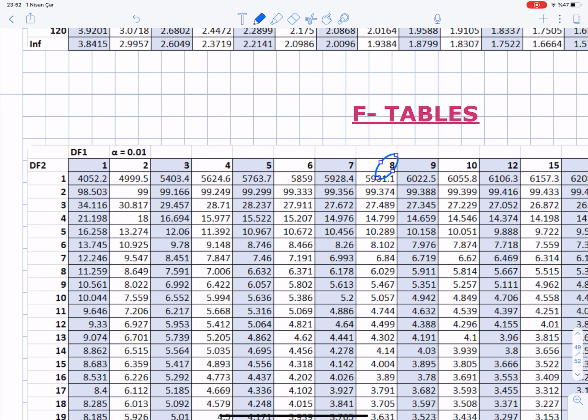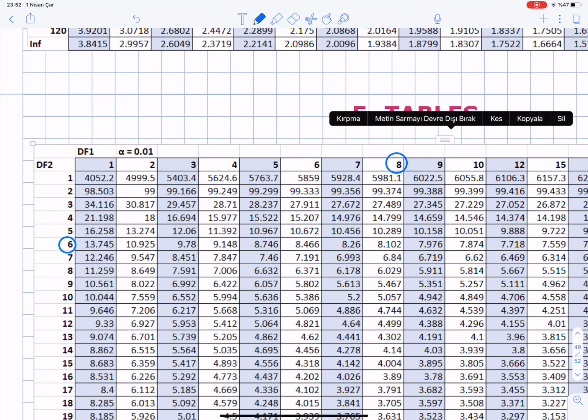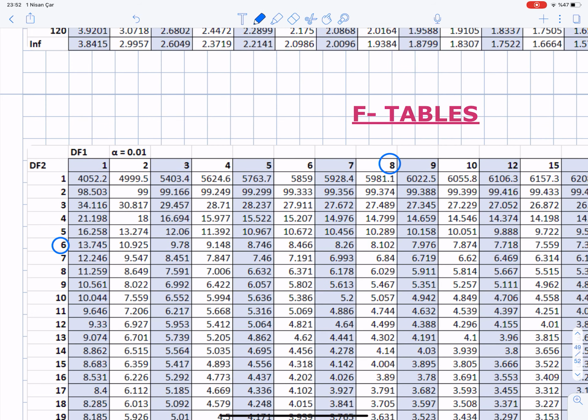I'm gonna have a circle. 8, and should go here 6. Okay, so it's going to be 8.3. So this one is 8.02. Okay, that's table shape. Okay, this is a degree of freedom.